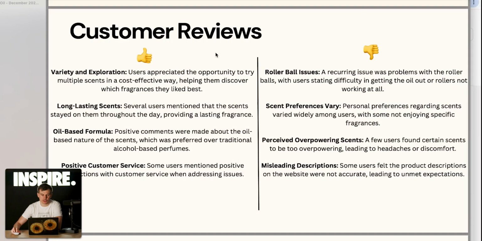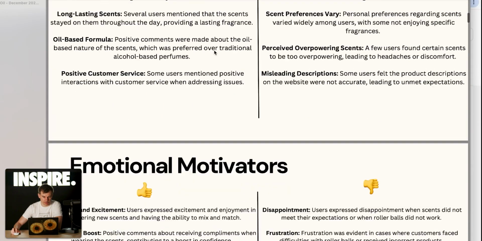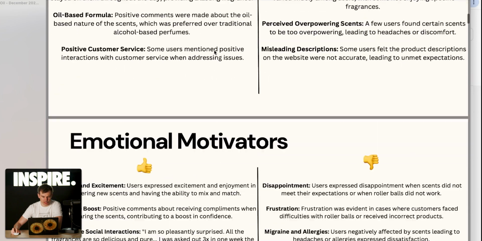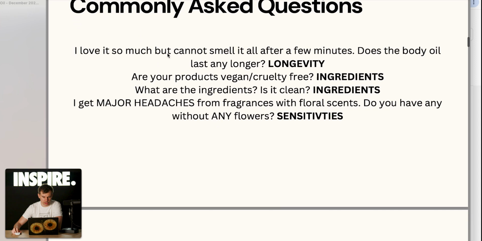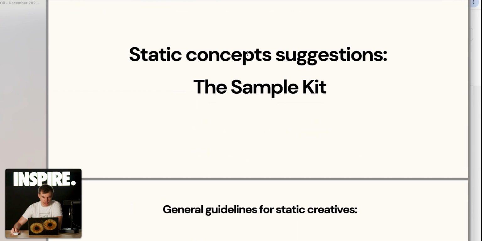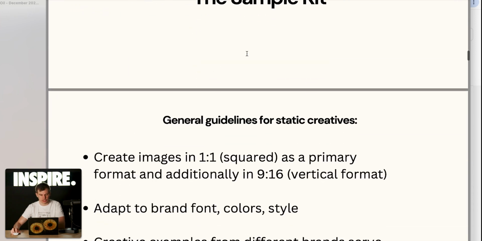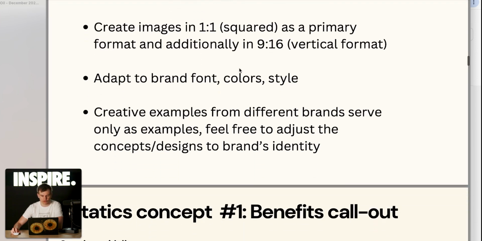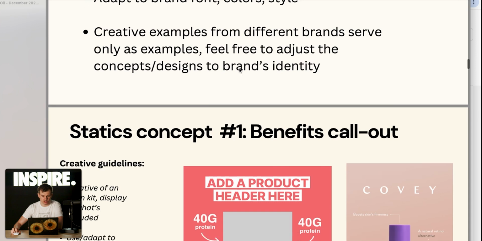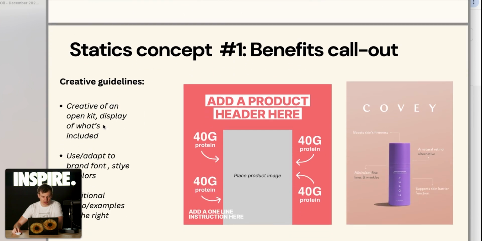So basically, each client gets this document based on customer reviews: what are the positives and negatives, what are the emotional motivators, what are the key value propositions, what are the FAQs, and then we suggest multiple concepts. We give them general guidelines to create images in 1x1 and 9x16, obviously adapted to the brand font and colors, and we show them an example and tell them what kind of creative guidelines to use, and what kind of product.